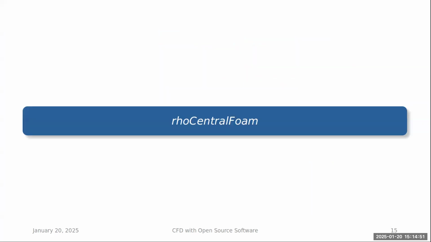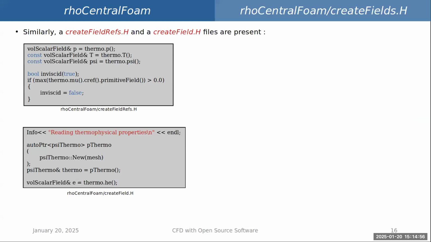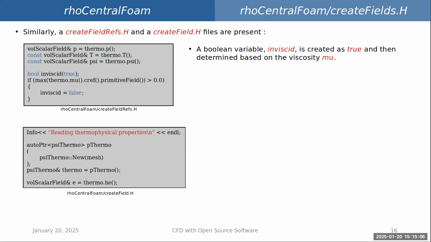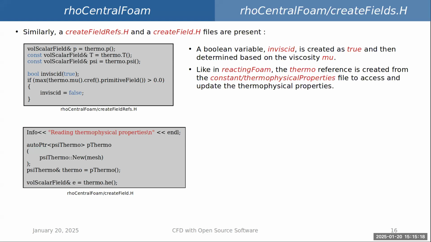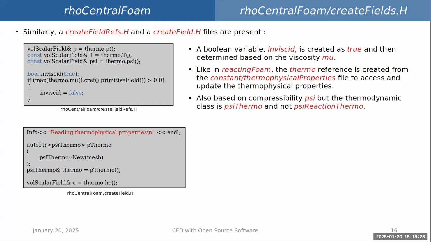Same as for reactingFoam, now I will describe how rhoCentralFoam is implemented. The createFieldRefs.H and createFields.H files used in rhoCentralFoam are shown here. So first, the Boolean variable inviscid is initialized as true and later updated based on the viscosity mu. If the viscosity is non-zero, the flow is considered viscous and the variable is set to false. Similar to reactingFoam, the thermophysical model thermo is created using the thermophysicalProperties file in constant.